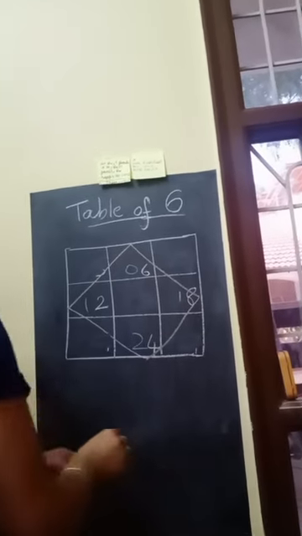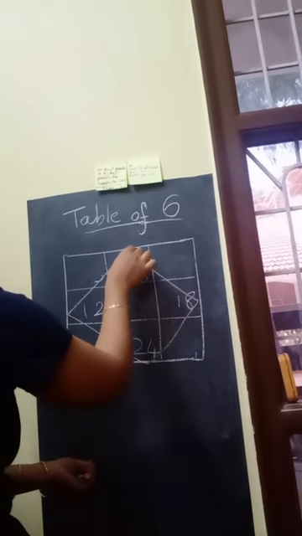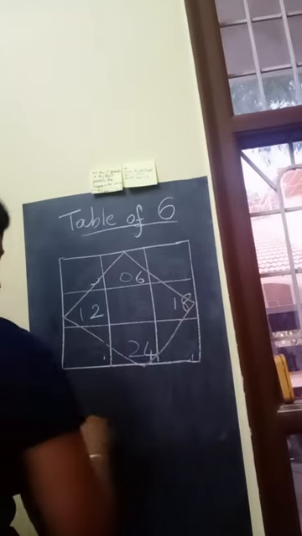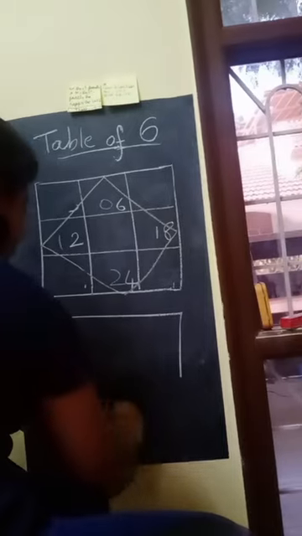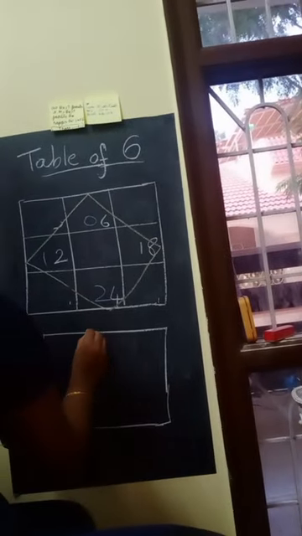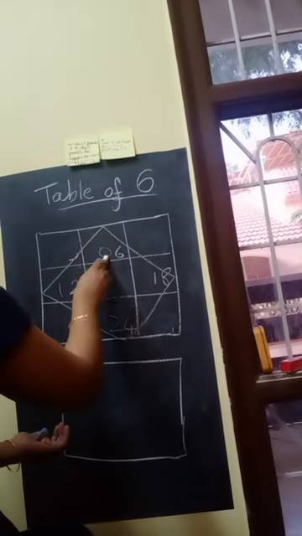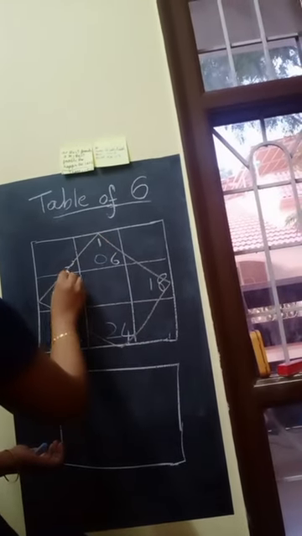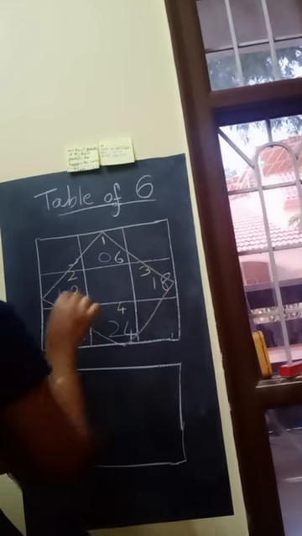Alright. Now we will write the 1 more numbers. Or you can make another square also. Or you can make it in the same square. First I will write it in this square. 6 ones are 6. 6 twos are 12. 6 threes are 18. 6 fours are 24.